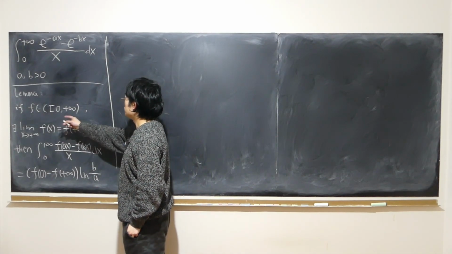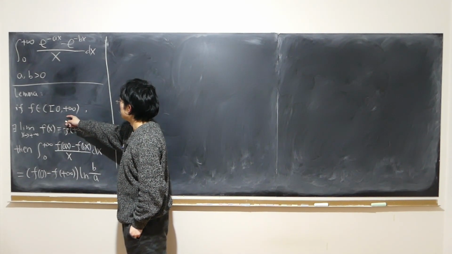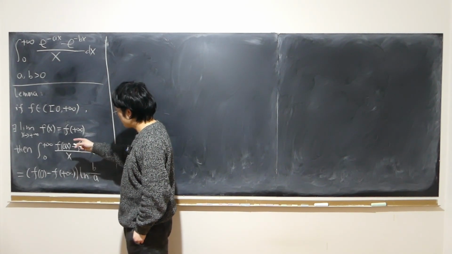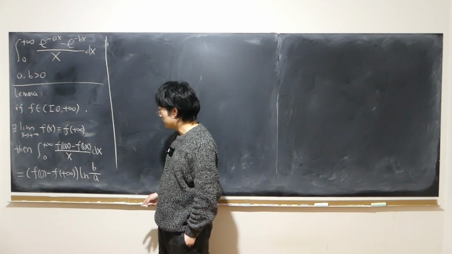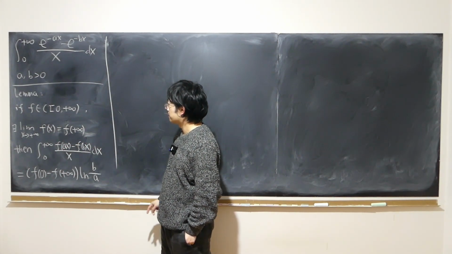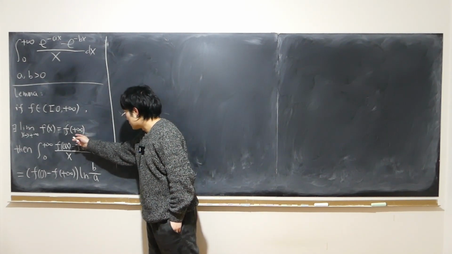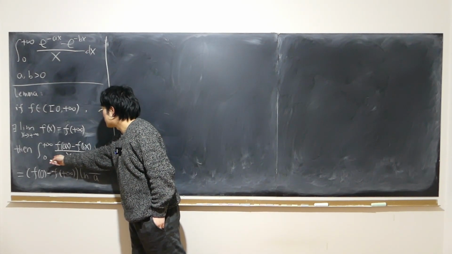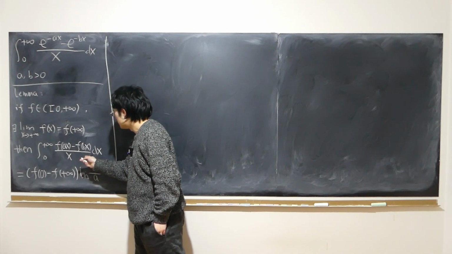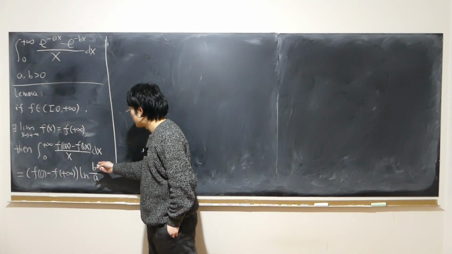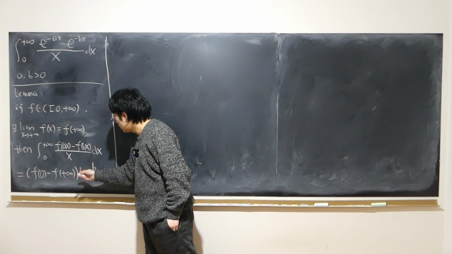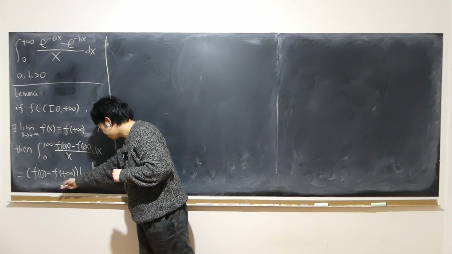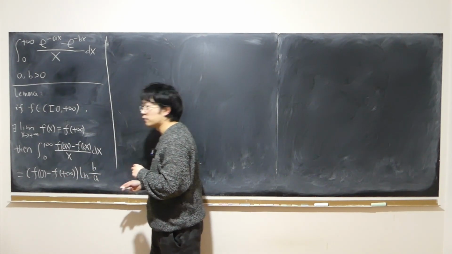If a function f is continuous over the interval from 0 to positive infinity, inclusive of 0, and if the limit of f of x as x approaches positive infinity exists, denoted f of positive infinity, or L, and it is a finite number, then we have the following result. The integral from 0 to positive infinity of (f of ax minus f of bx) over x dx is equal to exactly f of 0 minus f of positive infinity, that is the limit as x approaches positive infinity, times log of b over a.